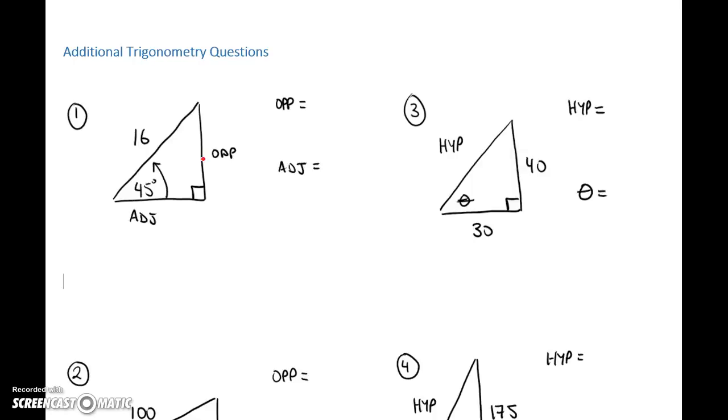Now, for the opposite, we know that that's equal to the sine of the angle times the hypotenuse. Why do we know that? Well, if we look at this relationship with sine, we know that sine is the opposite over the hypotenuse. So if we're looking for the opposite, that's the sine of the angle times our hypotenuse. So in that case, we've got sine of 45 degrees times our hypotenuse of 16.